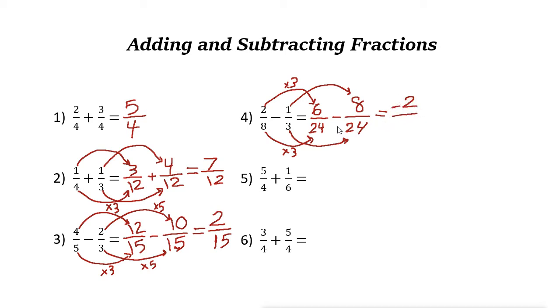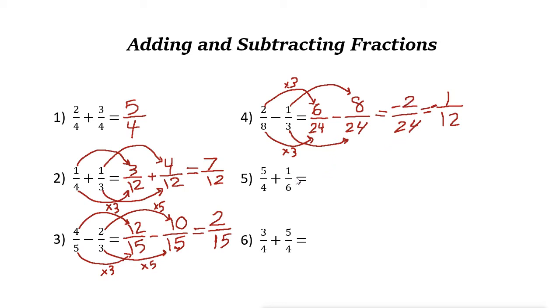24 is the common denominator. You can write it down. If you simplify, these two are even numbers. Divided by 2, you get 1 over 12, but you can also put a negative sign here. It is negative 2 over 24.